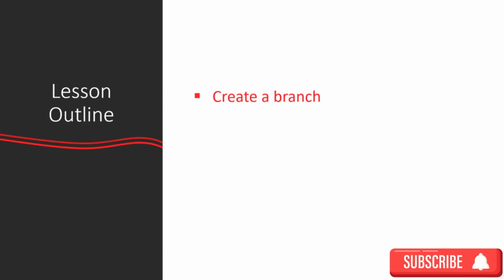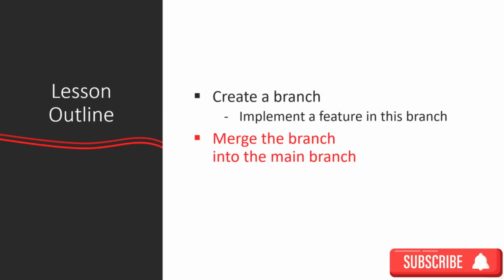First, you will learn in this lesson how to create a branch. Then you will implement a feature for our project in this branch. Next, you will learn how to merge the branch with the implemented feature back into the main branch. Finally, I will show you how to handle merge conflicts. Now let's start and create a branch to implement a new feature in our project.